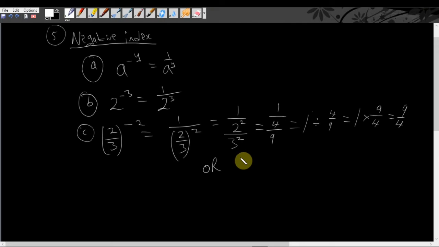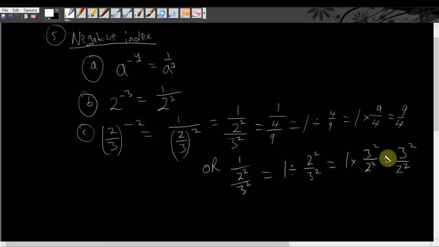Or from this, 1 over 2 to the power 2 over 3 to the power 2, somebody can simply solve it this way: 1 times 3 to the power 2 over 2 to the power 2. This gives you your answer, 3 to the power 2 over 2 to the power 2. This is just the answer you need.